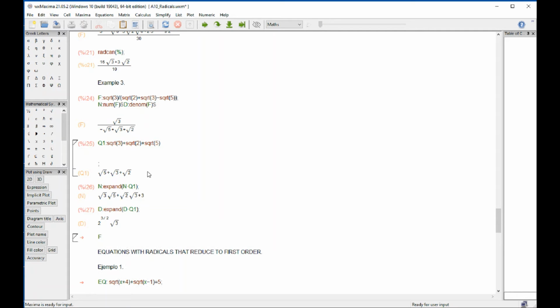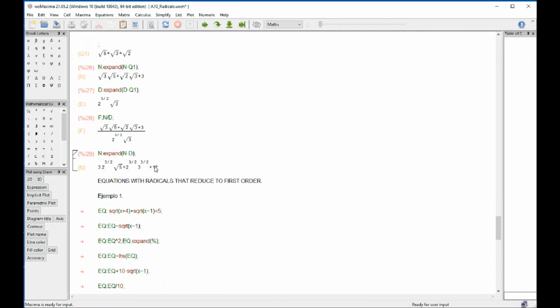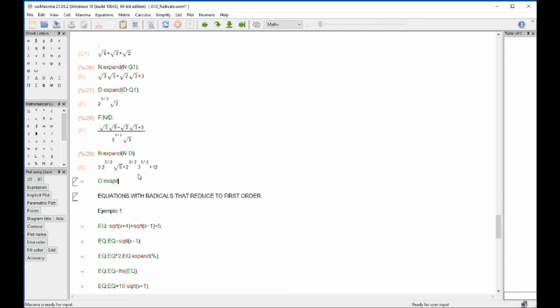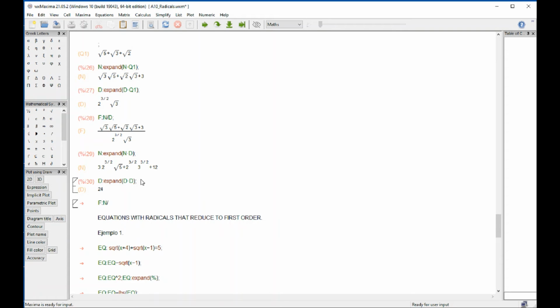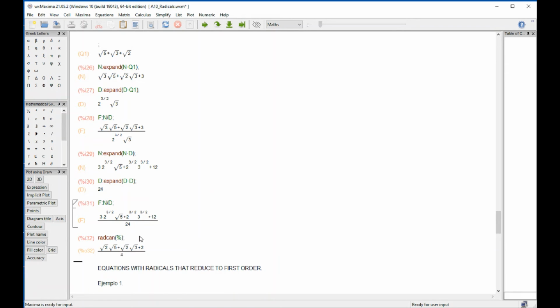That's still, if I do n over d, it's not rationalized, but the denominator became a single quantity. And so all I have to do now is take the current n and d values and multiply them by the square root of 3. Well, no, actually there's a square root of 2 here, so I'm just going to multiply by this full denominator. So I'm going to expand, and I multiply by the current denominator, and then the new denominator will be expand d times d. That gives me 24. So my new fraction is going to be n over d, and I'm going to do a radcan, and that is my result.